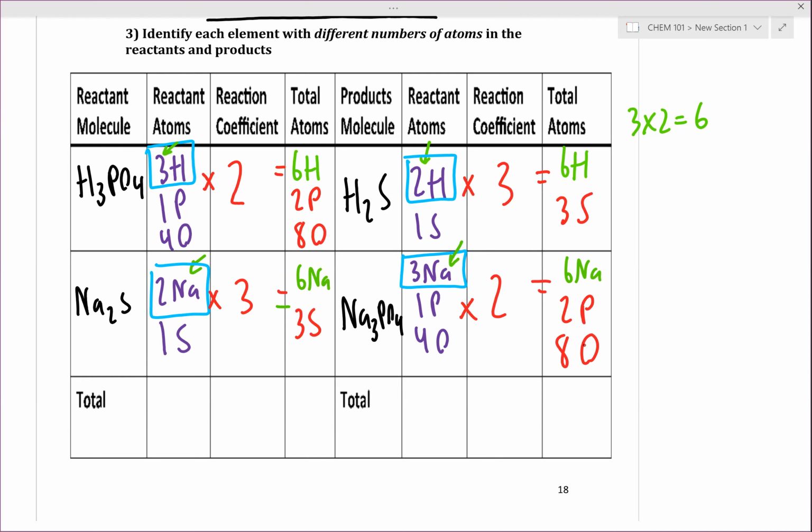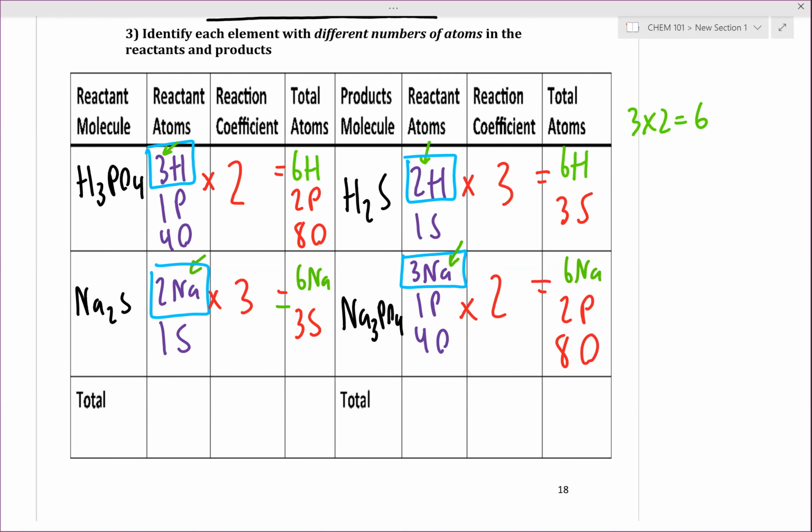So instead of having to individually balance every single element, we noticed that if we develop a least common multiple, we can balance hydrogen and balance sodium, and lo and behold, the rest of our elements are now balanced. That's the power of the least common multiple method when applied to ionic equations.